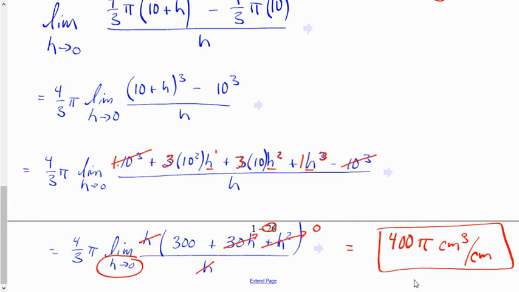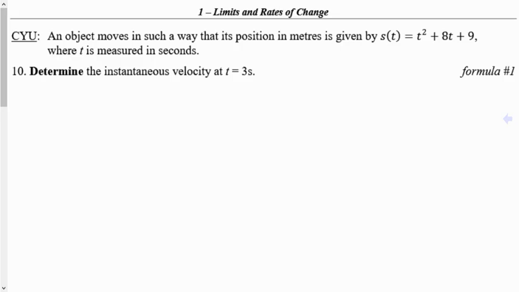Here we have some more check your understanding questions. So I'll have you pause the video, finish off the questions on this page, 10 and 11. Once you've finished both, restart the video to compare your answers with mine.